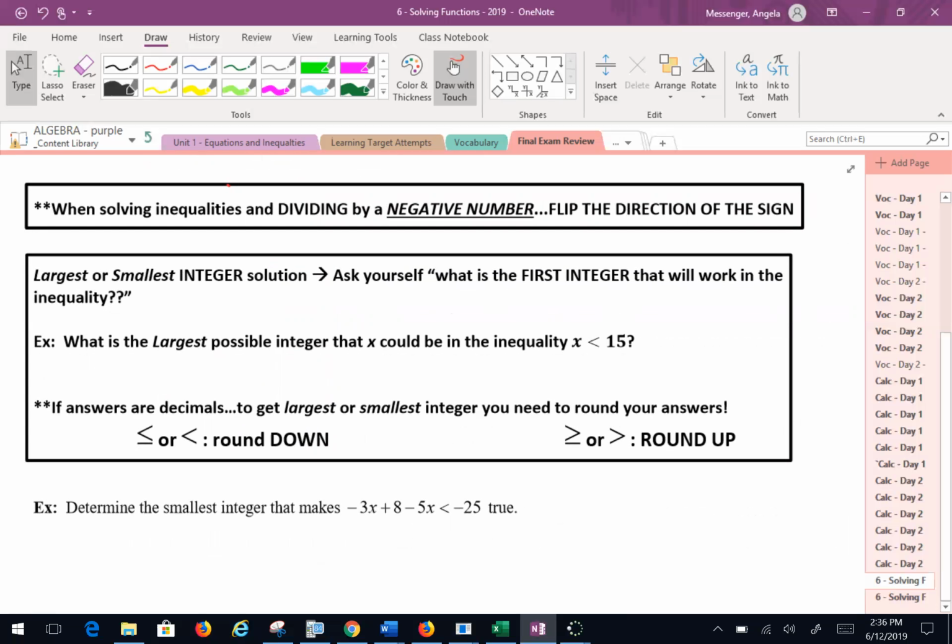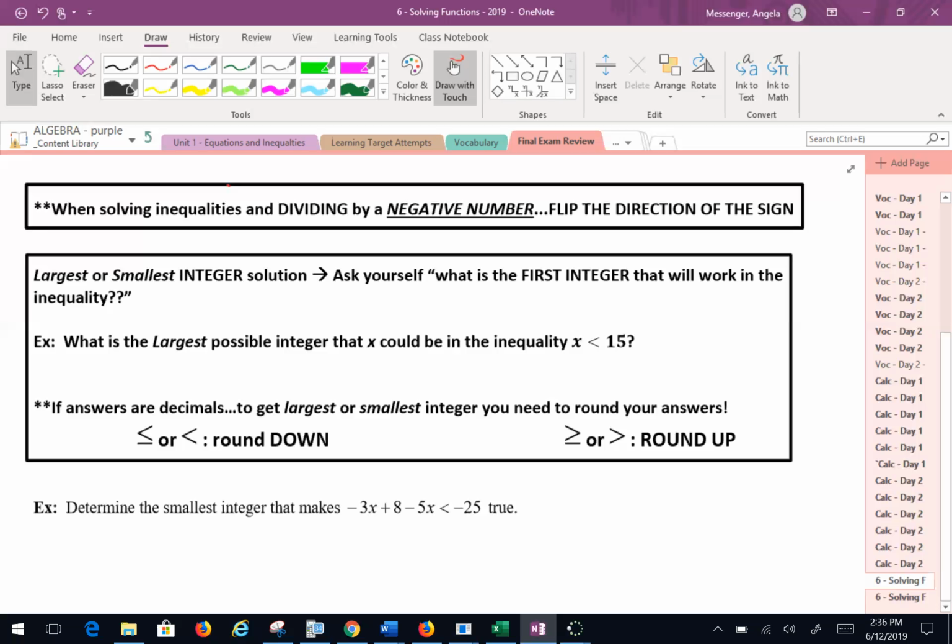Also, today I think you guys experienced this question, at least with some of the students, where you solved an inequality that had to do with finding the largest or smallest integer solution. You have to ask yourself, what's the first integer that will work in the inequality? For example, today we wanted the smallest number greater than -1. This one wants to know the largest possible integer where the inequality is x is less than 15. So give me the first number that works that's less than 15.